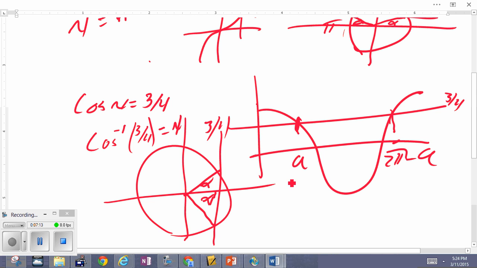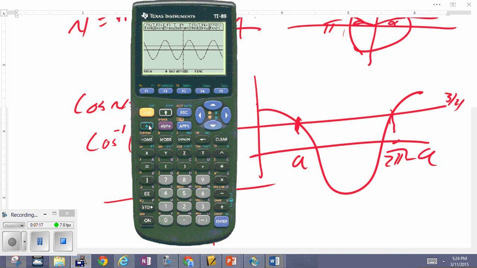And so we can pull up our calculator here on doing that. And this time around, we'll just modify this. This will be the cosine of x. And we'll figure out where that point of intersection is. Cosine x. And then this time around, we're going to 3/4, which of course would be 0.75.